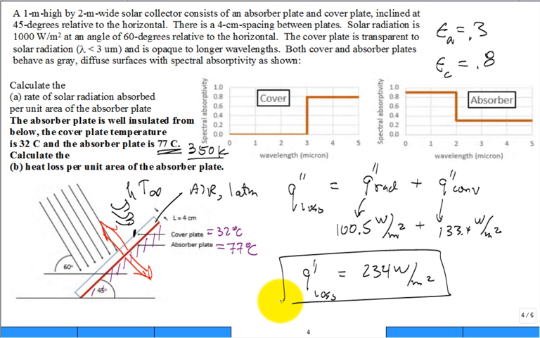Would it pay to maybe seal it and pull a vacuum and diminish that? Yeah, you would cut down on over half of that convective transfer in that enclosure.